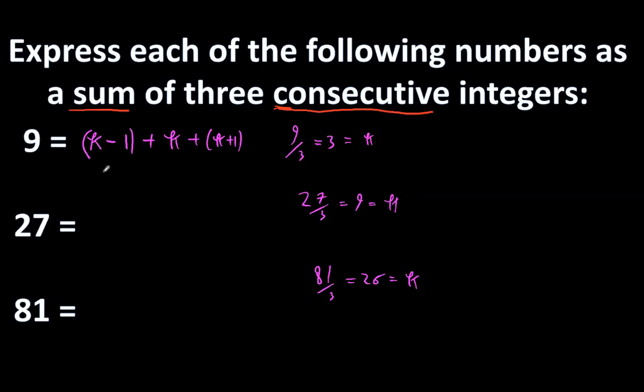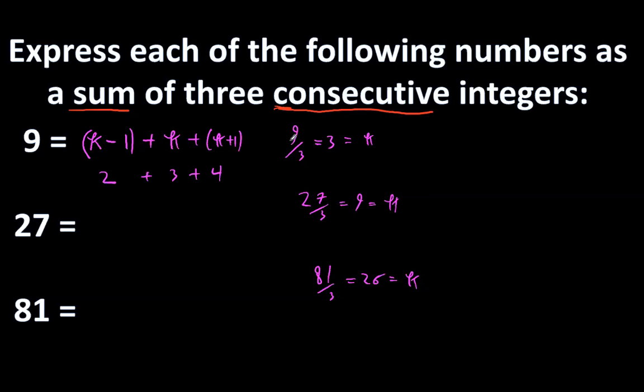So we had 3 minus 1, which is 2. He had just 3, and he had 3 plus 1, which is 4. And so 2 plus 3 plus 4 indeed adds up to 9. And so this is a sum of 3 consecutive integers giving us 9.